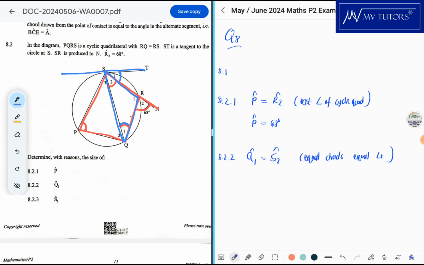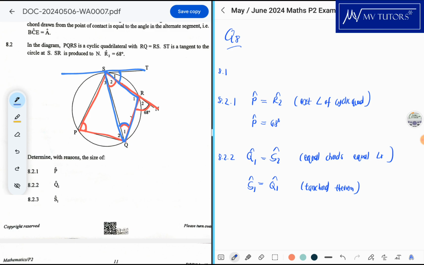All right, so S1 is equal to Q1. And why is that? Because of the tan chord theorem. So now, if Q1 is equal to S2 and Q1 is equal to S1, it means that S2 is equal to S1. But how can I still relate that? I'm still not answering the question.